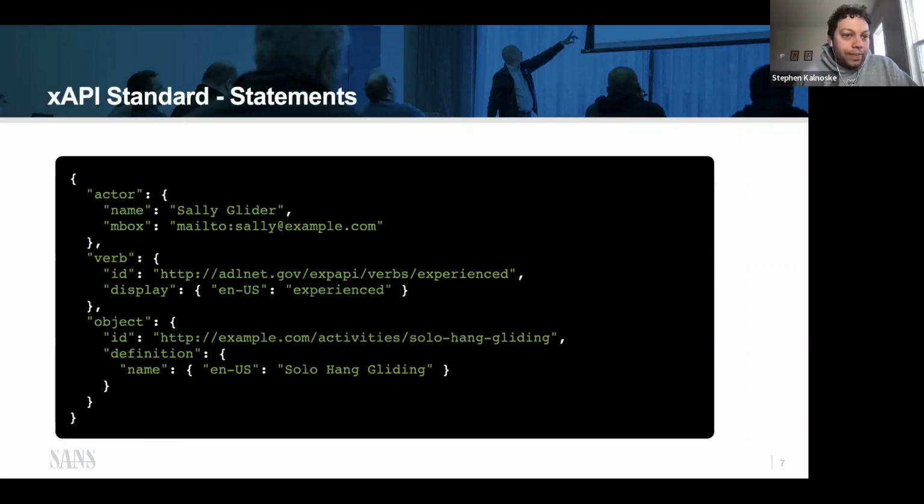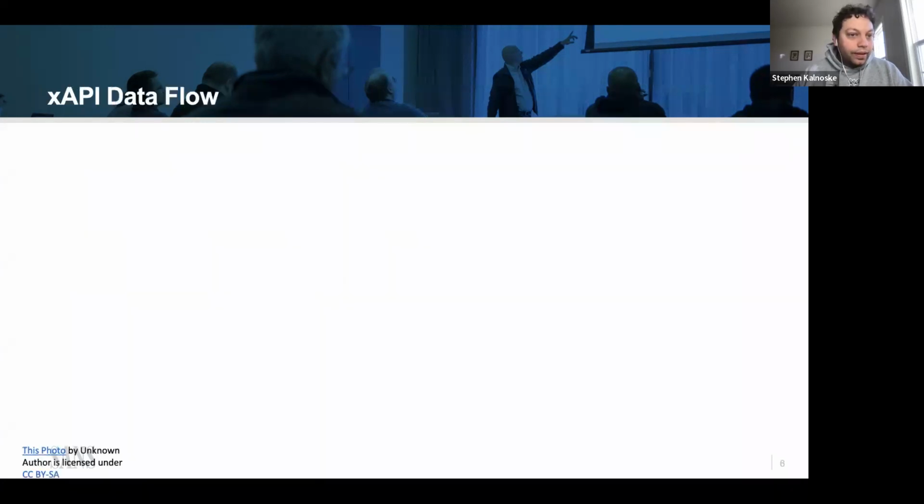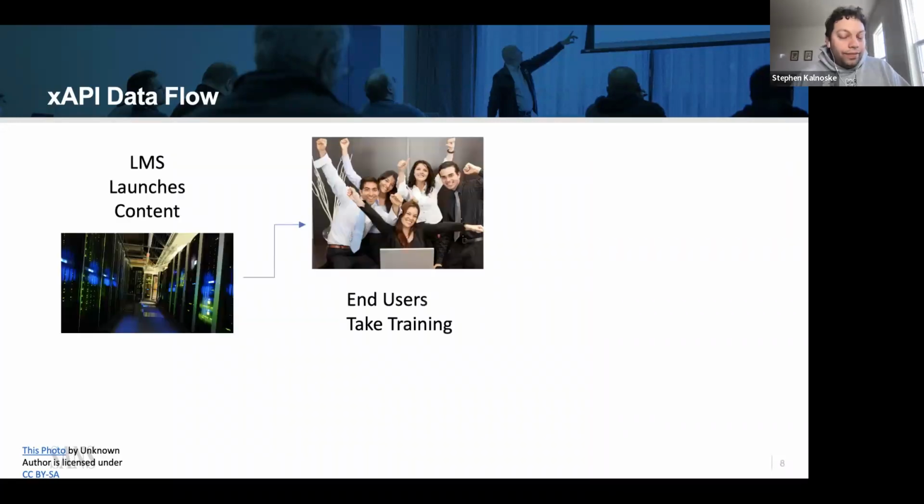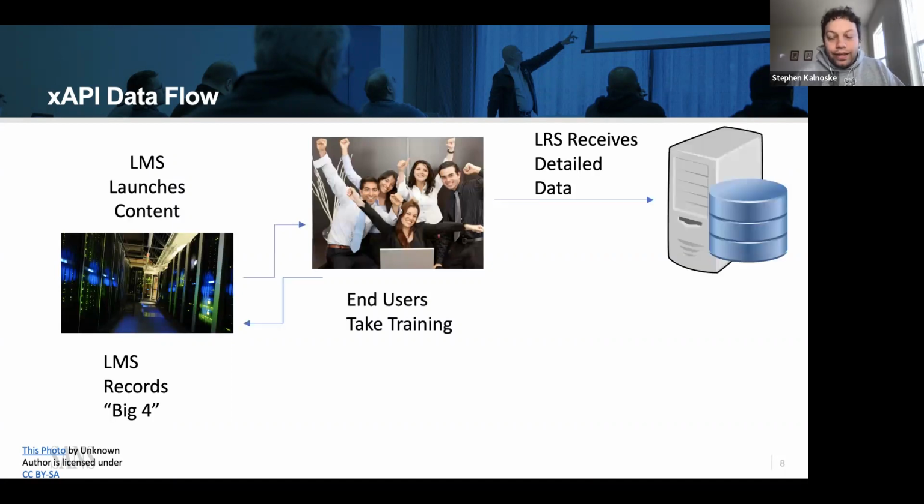And just going through a little bit about the xAPI standard. We have this regular statement of JavaScript object. Again, Bob, Sally did something, verb, object, actor. And just a little bit about what we think is the common xAPI data flow, that you have an LMS that launches content. Very happy e-learners, hopefully, are taking your training. And then the LRS receives that detailed training data.